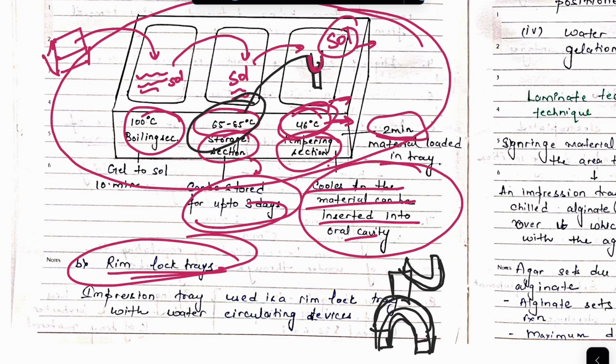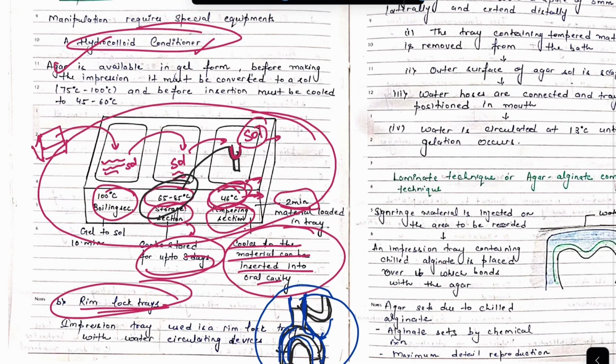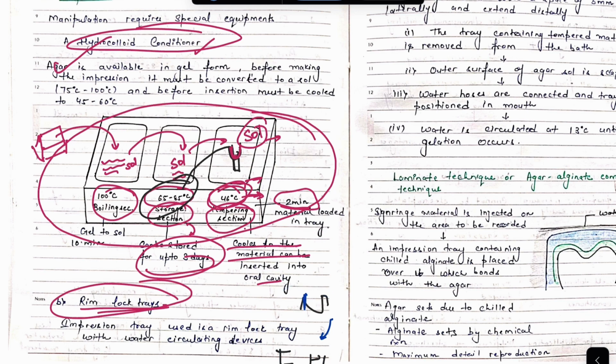These trays have water inlets and outlets. These trays have tubes running around them, water tubes inside, and water runs across it so that it cools the agar for its setting. There will be water running inside it like a canal, and it will cool the agar for its setting.